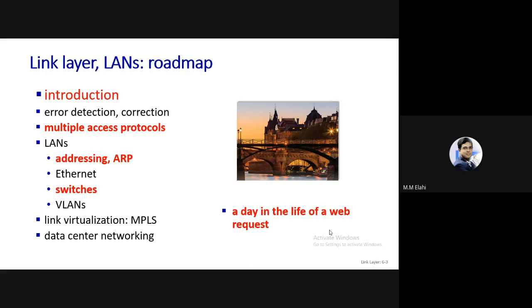So that is one fundamental difference between the data link layer and other layers. But we'll cover multiple access protocols, how different devices can access a shared media. Then in the local area network section, we'll cover two concepts. One is addressing, that is MAC addressing, and then address resolution protocol, a very important protocol in terms of networking. And then we'll cover how switches work.